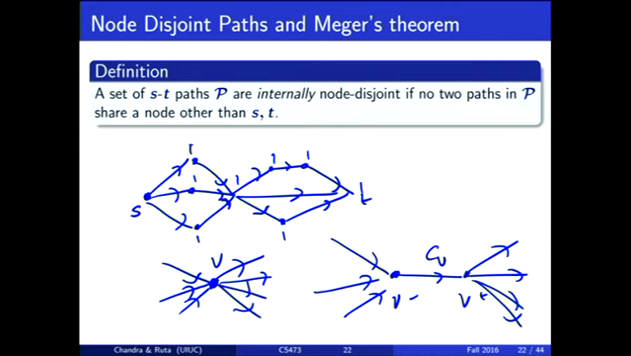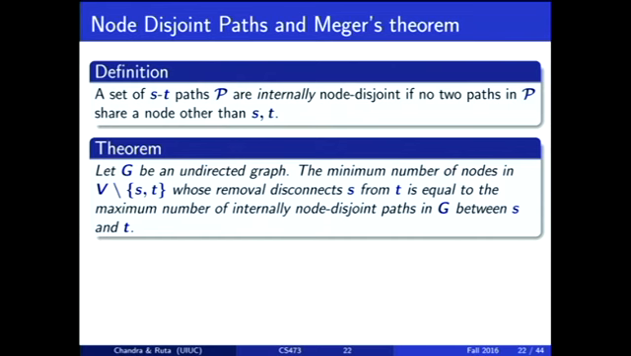And that also gives us Menger's theorem, which is that, suppose you have an undirected graph, the minimum number of nodes in V minus S, T whose removal disconnects S from T is equal to the maximum number of internally node disjoint paths between S and T. If you apply the max-flow min-cut theorem after all the transformations, it says, how many node disjoint paths are there between S and T? Well, it is the minimum number of nodes whose removal disconnects S from T. That's the max-flow min-cut theorem when you specialize it to node disjoint paths.